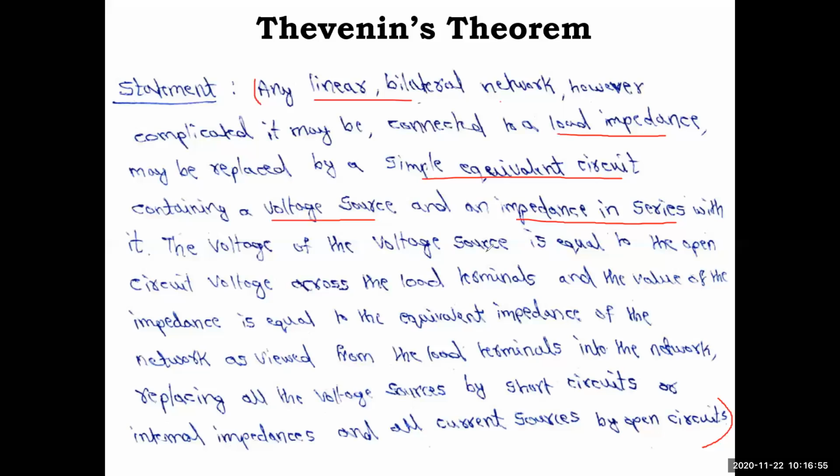Previously we said the objective is to make a circuit equivalent, right? So what is that equivalent circuit? We are defining it clearly here. It is a voltage source in series with resistance. That means a practical voltage source. So how do we find out these new voltage and impedance values? That is the second part of the statement.